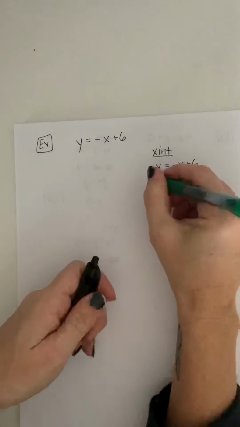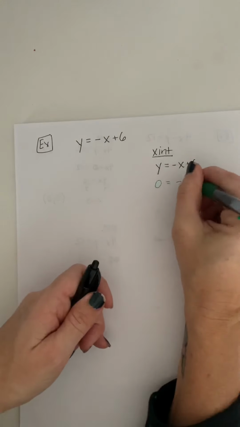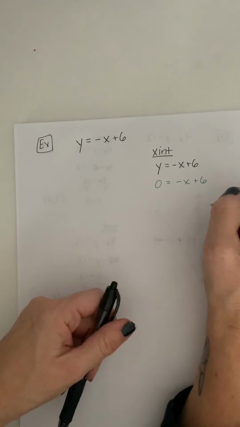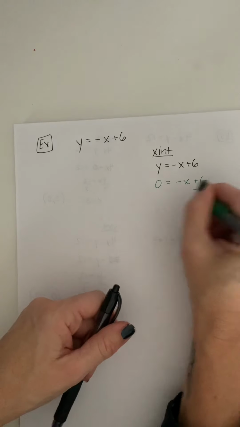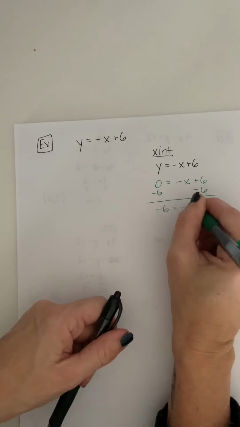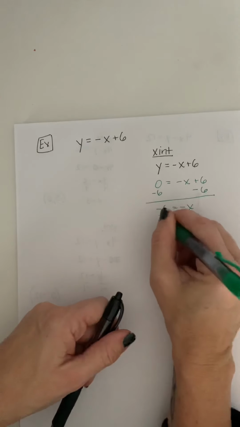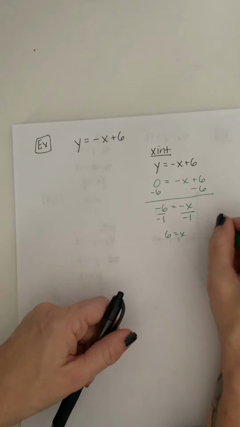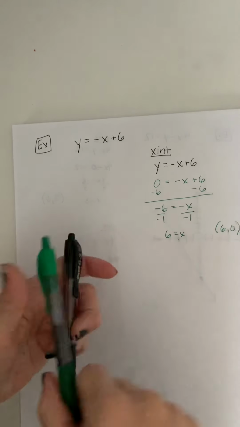So 0 equals negative x plus 6. And just because you have a 0, don't freak out. Just solve this like you would normally. Need x by itself, so subtract 6 from both sides. Negative 6 equals negative x. Divide both sides by that negative 1, and x equals 6. So the x-intercept is 6, 0.